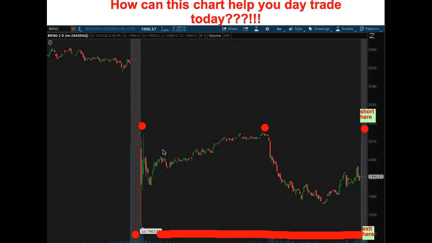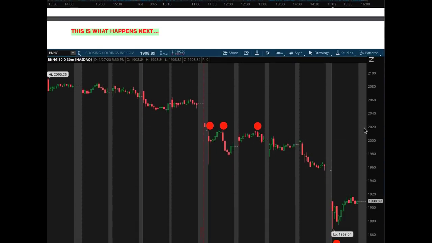So this is what BKNG does last week. We predict a drop. It drops. We say short it on a bounce. And so we particularly highlighted these red points. We actually highlighted this one before it even happened. We said, hey, when it gets here again, short it. Okay, so since then, this is what happens.